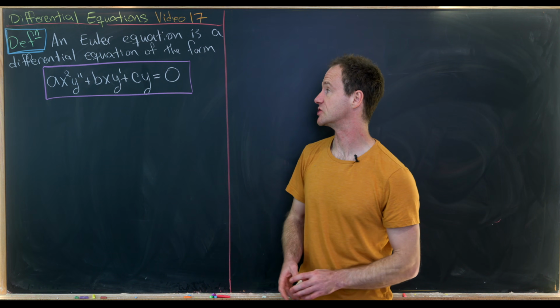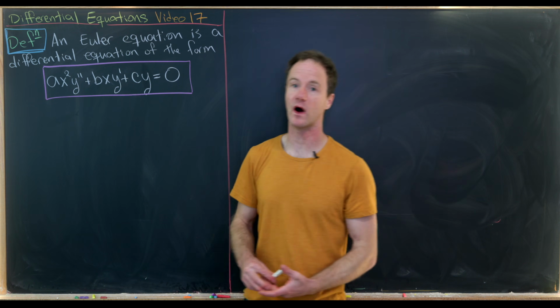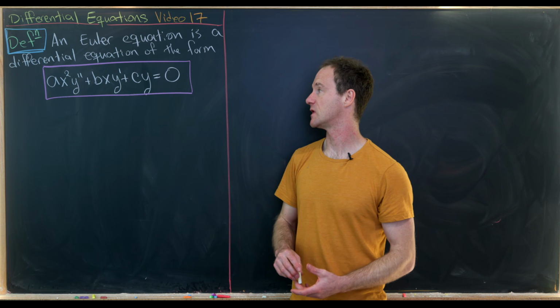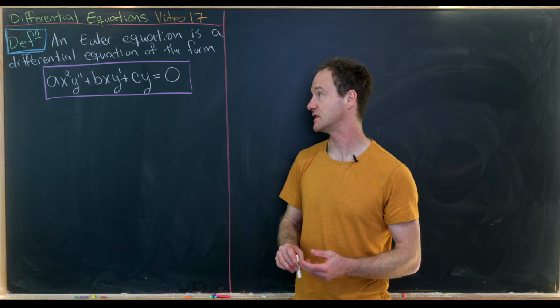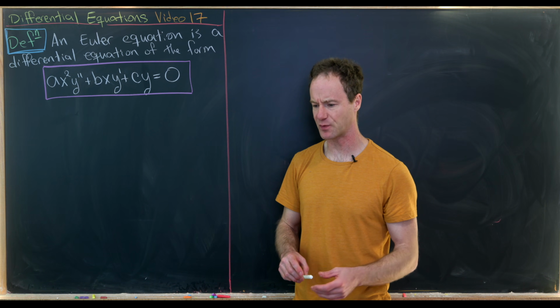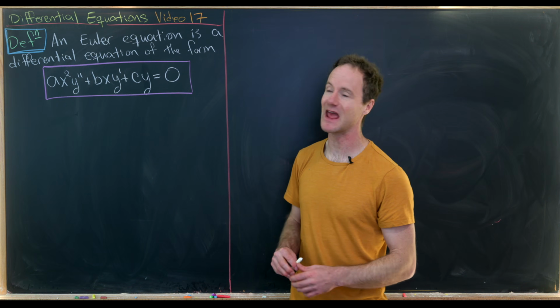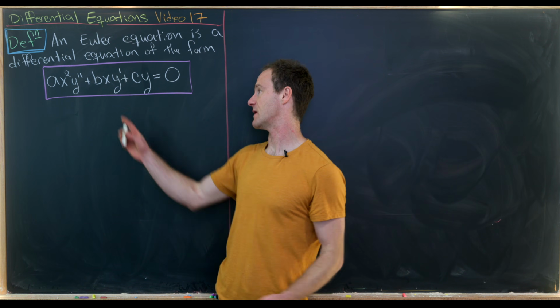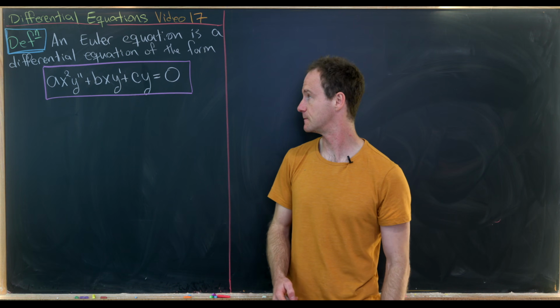An Euler equation is a differential equation of the form ax squared y double prime plus bxy prime plus cy equals 0, where a, b, and c are real numbers. And I guess I should point out here that a is non-zero. I won't write that, but just think that a is non-zero right here. So that means we, in fact, do have a second-order differential equation.